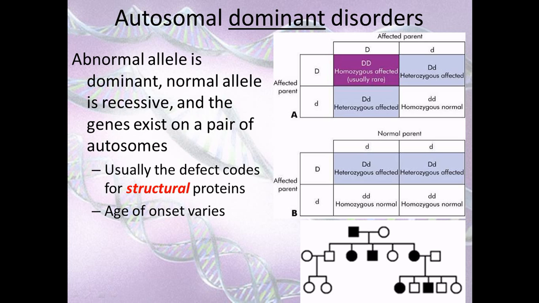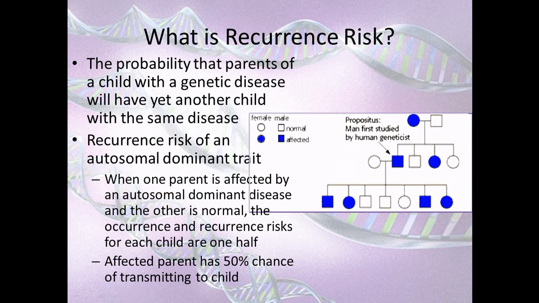So when you look at these as they're being passed down generation to generation, you'll notice that most autosomal dominant disorders involve structural proteins, which means there's something wrong with the structures that they build, not enzymes, but the structures themselves. Things like achondroplasia, or Huntington's, which creates plaques or blockages in the brain, and we'll talk about a couple of those. So first I want to talk about this recurrence risk.